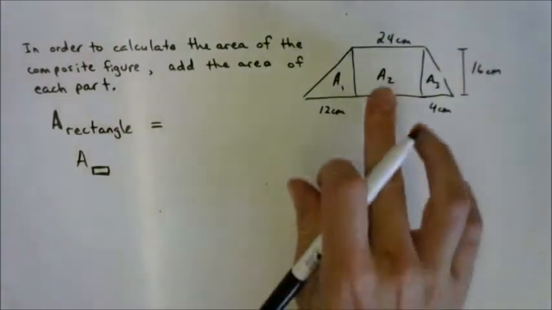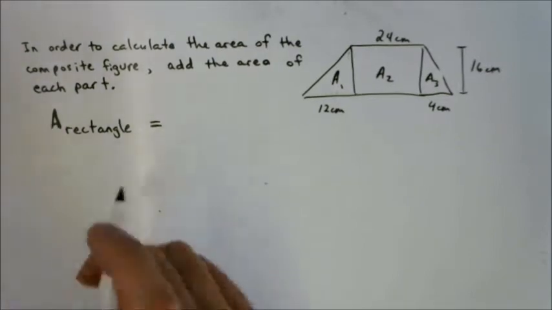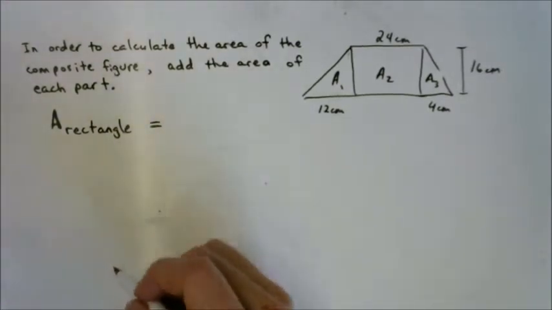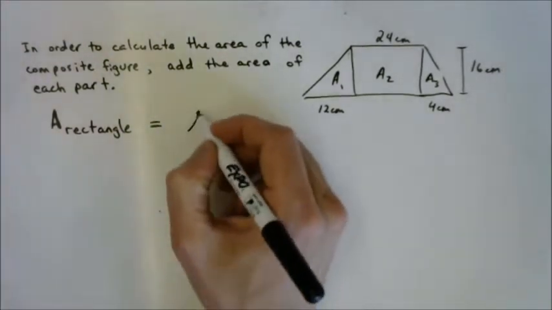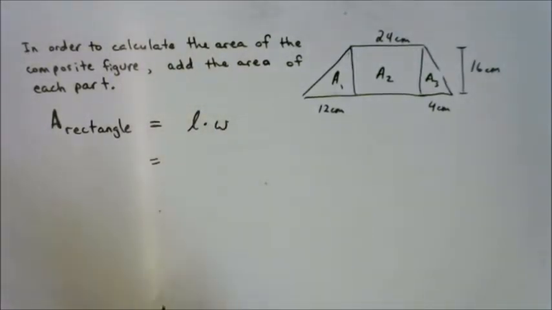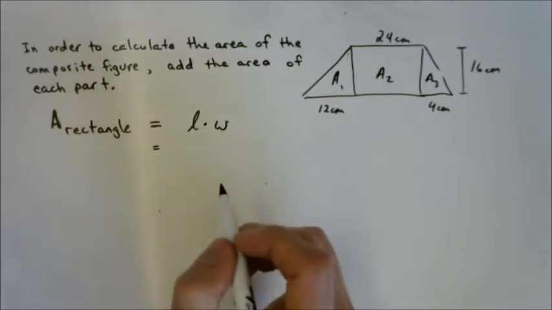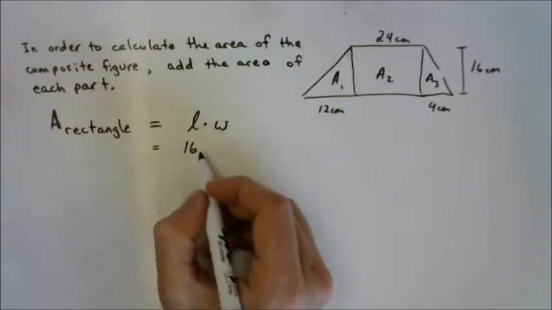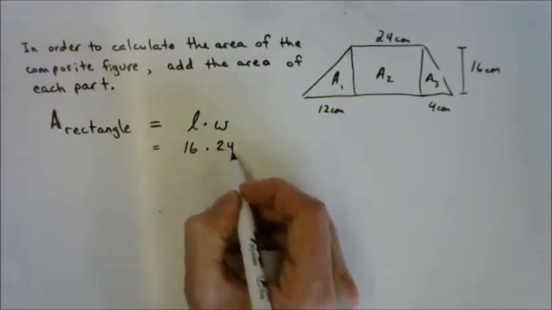Okay? That's how we learned it, A1 in the middle. But anyway, I'm going to do the area of the rectangle. What's the formula for the area of a rectangle? Length times width. In this case, do we know L and W? Yes, we do. What are they? 16 and 24.